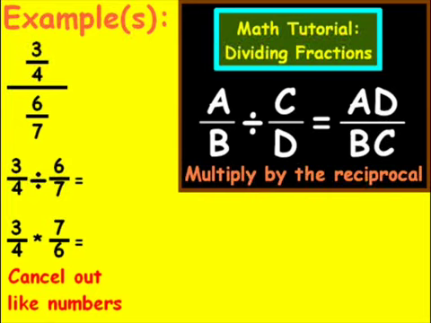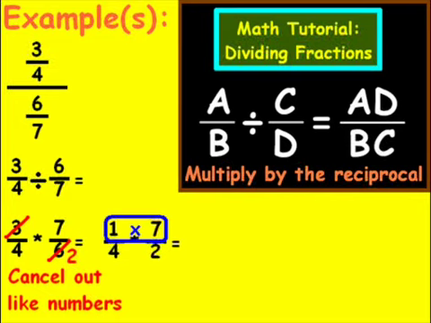Now the first question we want to ask is, can we cancel out any like numbers? Well, if you look at that 3/4 times 7/6, the 3 and the 6 can be simplified down. So what we'll do is change it to 1/2, and I'm going to rewrite the equation here. I'm replacing the 3 with a 1 and replacing the 6 with a 2. So I have 1/4 times 7 over 2.